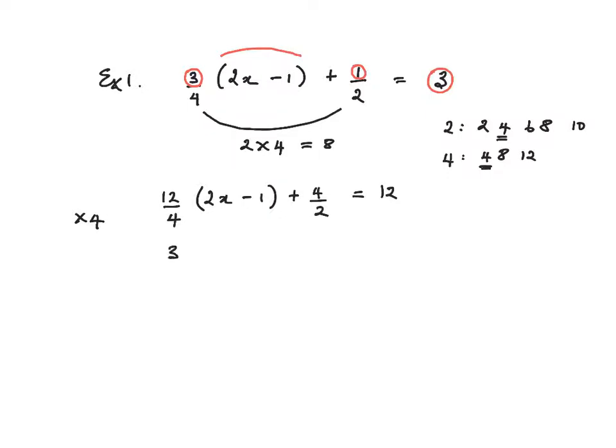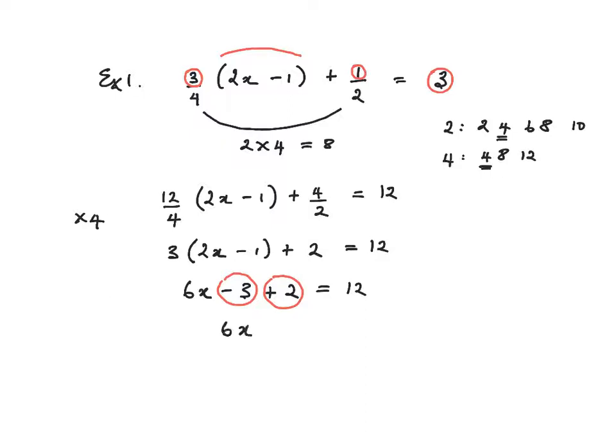12 over 4 is 3. 4 divided by 2 is 2. And lo and behold, we now have an equation without any fractions. So expand the bracket. 3 times 2x is 6x. 3 times minus 1, that's minus 3. Now, I have two like terms that I must simplify. Two number terms. So minus 3 plus 2, or 2 minus 3, gives me minus 1.